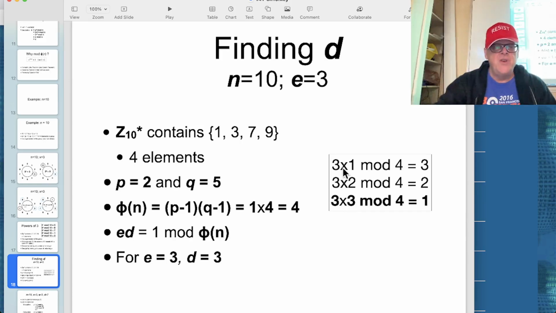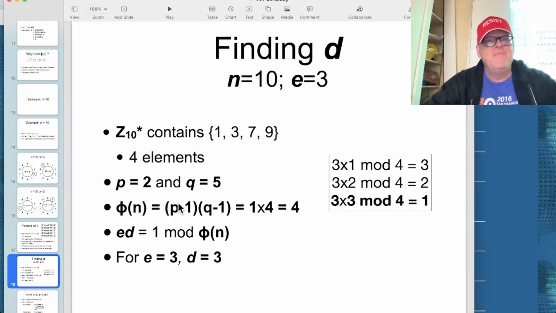So I just start numbering. 3 times 1 mod 4 is 3. 3 times 2 mod 4 is 6. That's 4 plus 2. 3 times 3 is 9. That's 2 4s plus 1. So 3 is its own inverse. So if you raise something to the third power, you decrypt it by raising that to the third power again.